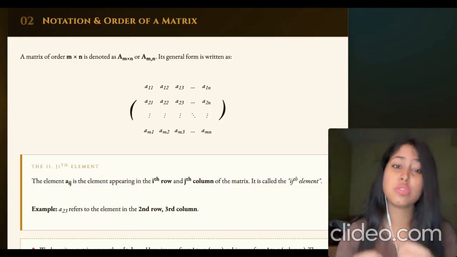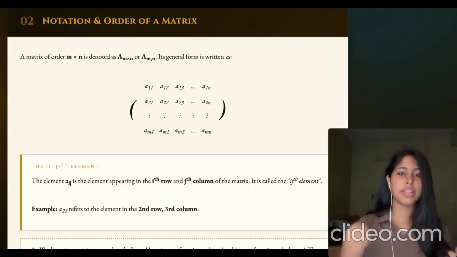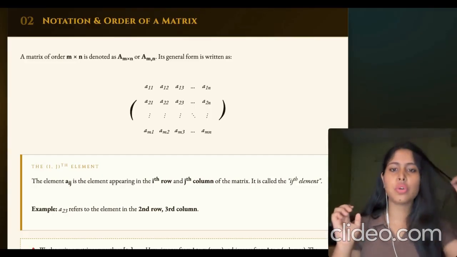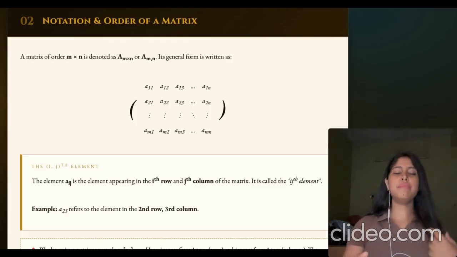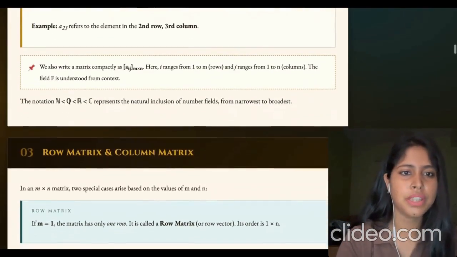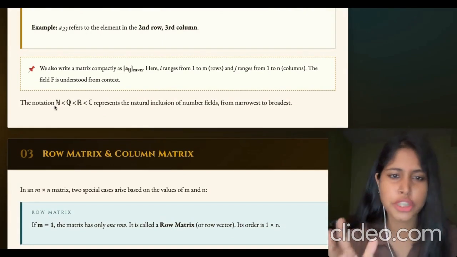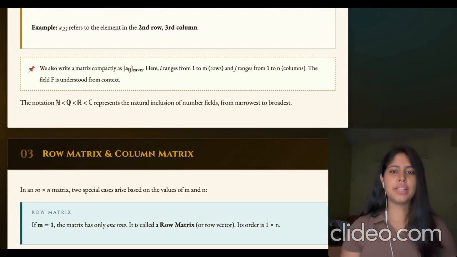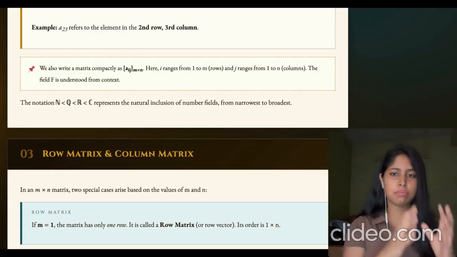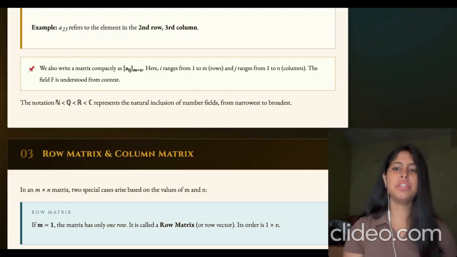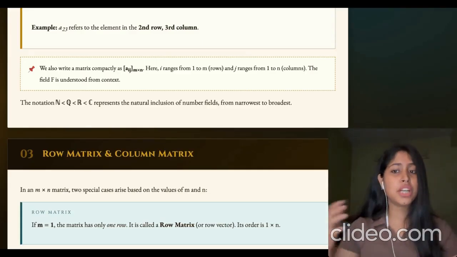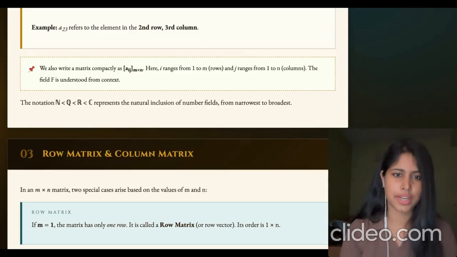Always, never forget that. This is very important, and this is one of the very basic things which you must remember for matrices. And by the way, look at this notation. What have I written? This part says that the set of natural numbers N is contained in Q, which is again contained in R, which is again contained in C. This just tells us that as we move from natural numbers to complex numbers, we're expanding our number system. The bigger our field is, the more elements our matrix can have, right?